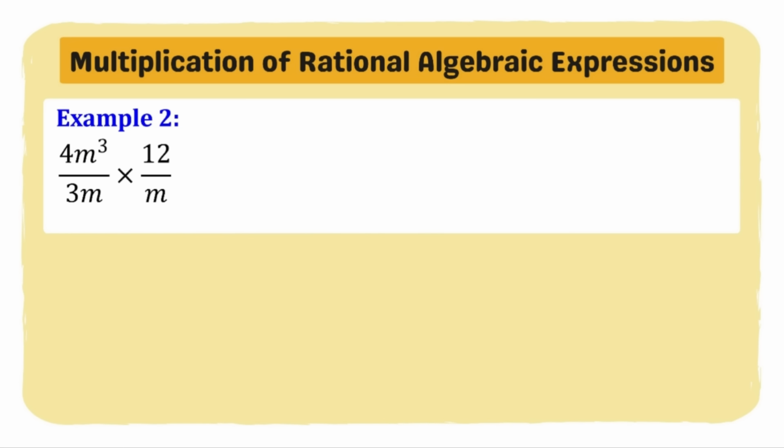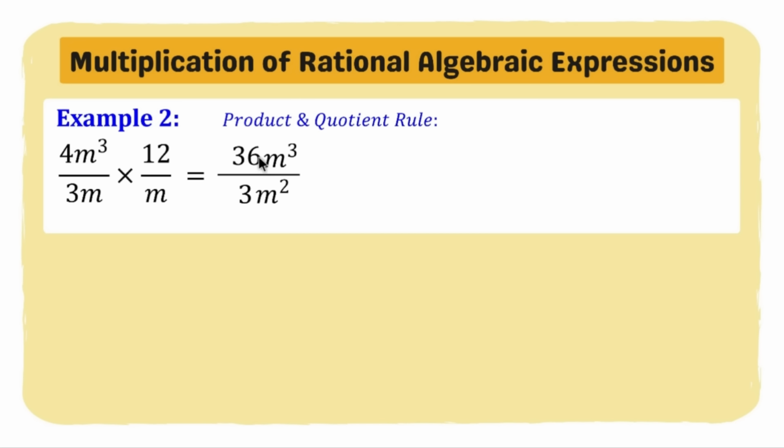Okay, let's have example number 2. We have here 4m cubed over 3m times 12 over m. Okay, so again, using the rule, we can use the product and quotient rule para mabilis. We can just multiply 4 times 12 here. We will get 36 and then we just copy m cubed. And then dito sa denominator, we just multiply 3m times m. So we will get 3m squared.